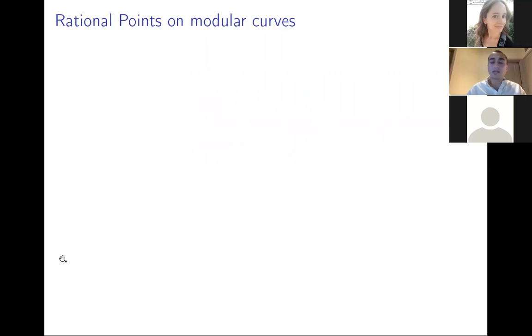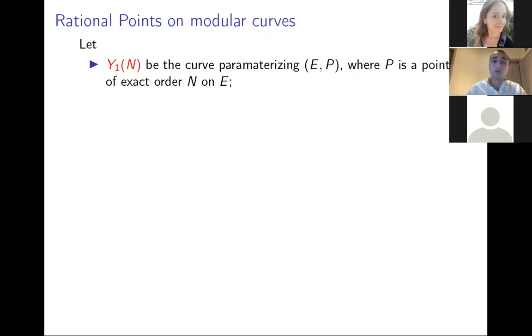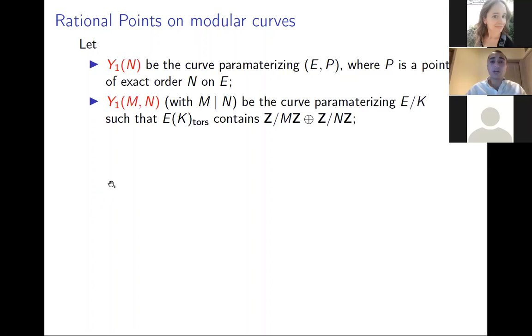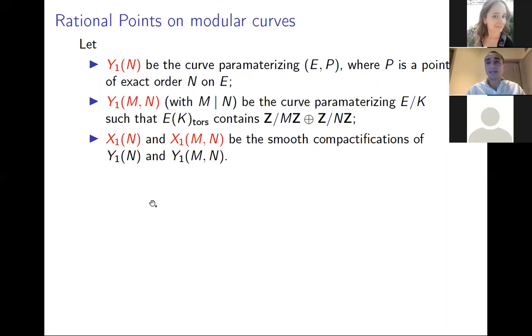Well, he studies rational points on these things called modular curves. So just to set some notation, let's let Y1(n) denote the curve which parameterizes tuples (E, P), where P is a point of exact order n on an elliptic curve. Let Y1(m,n), where m divides n, be the curve parameterizing elliptic curves where the torsion subgroup contains Z/mZ × Z/nZ. And let's let X1(n) and X1(m,n) be the smooth compactifications of these curves. These will have some points which don't actually have a moduli interpretation, which are called cuspidal points, and these will be very useful to us later on.